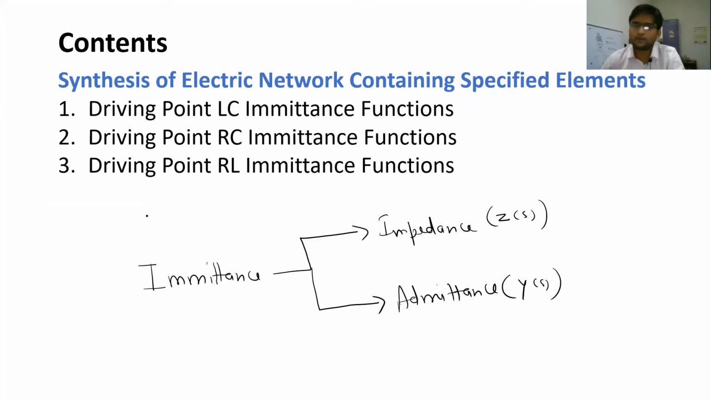And you already know what is emittance function. Emittance is a combination of impedance and admittance. So both are collectively called emittance functions. So we are going to synthesize these networks, and we had already discussed about three forms in which we can synthesize our network.